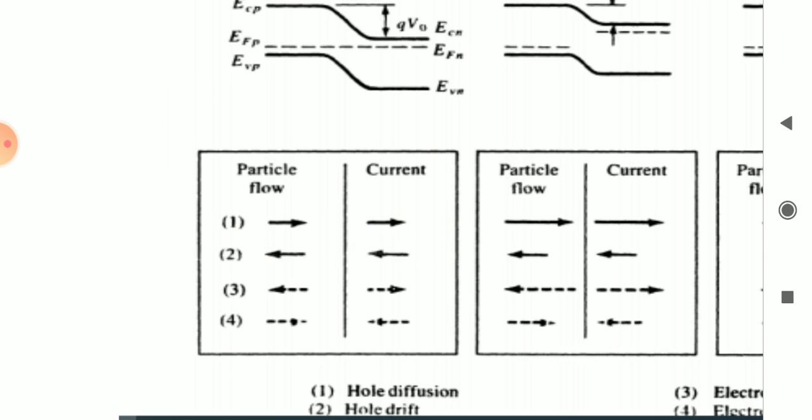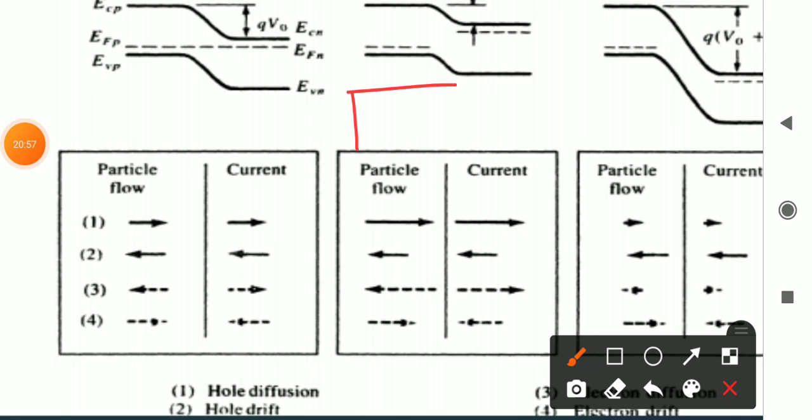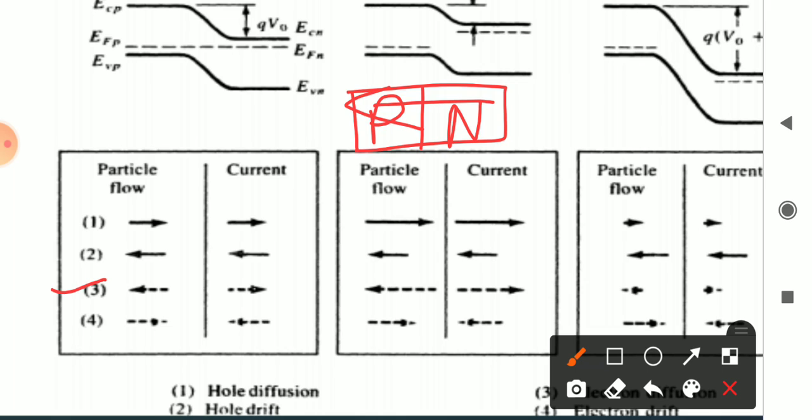The third terminology is electron diffusion. Now you tell me, if this is P and this is N, the third terminology says electron diffusion. Electrons will diffuse from N to P, no? That's why we represent it by a dotted line. So the electron diffusion is in this way.